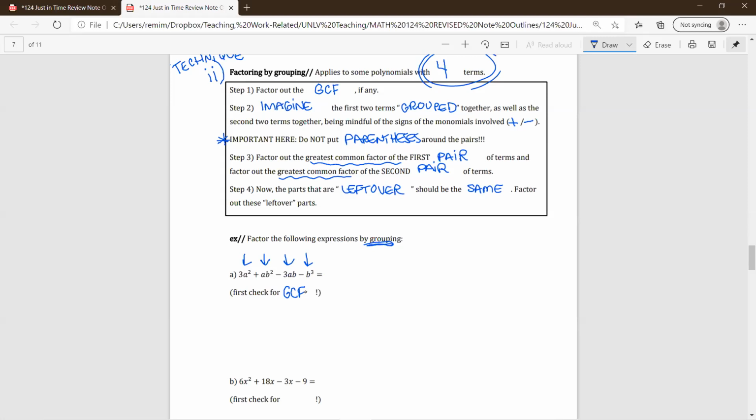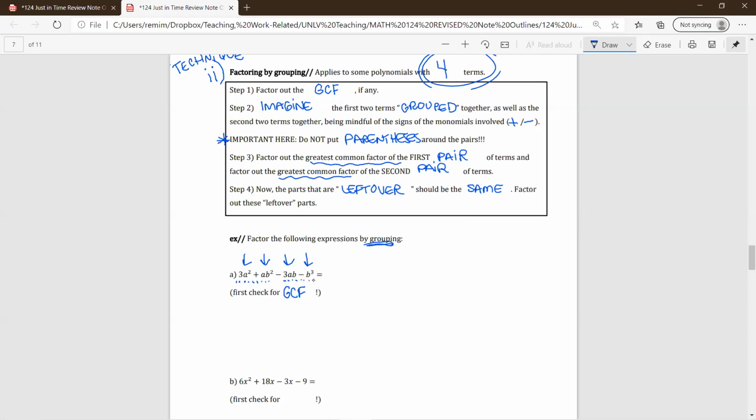The answer is no, so we're done with step 1. Now, move on to step 2. Step 2 says, imagine the first 2 terms grouped together. So for my whole imagine thing, I'm just going to put little dots under the first 2 to tell myself these 2 are going to go together. And then it says in step 2, also imagine the second 2 terms together. So I will also put my little dots under those 2.